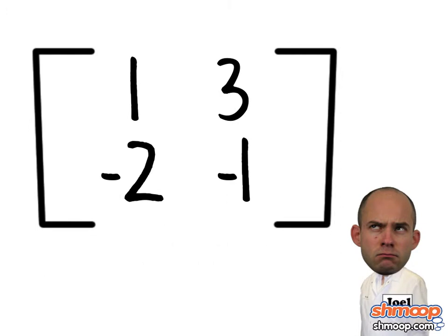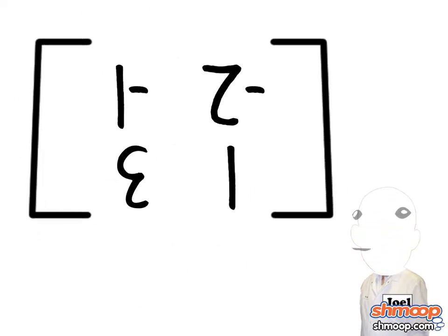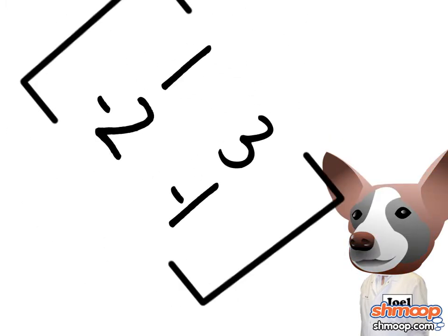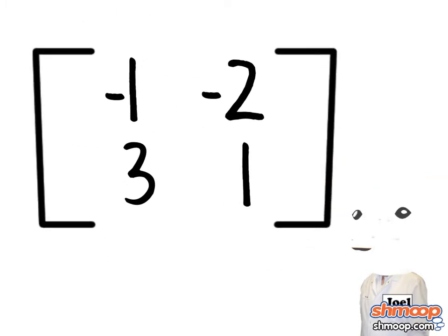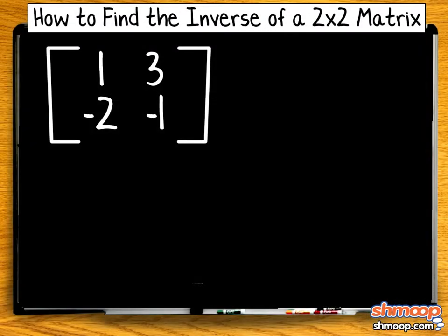Well, first he tries turning the matrix upside down. That doesn't work. Next he tries reversing the order of the numbers. Nope. Let's help him out with some basics. There's a 3-step trick to finding the inverse of a 2x2 matrix.